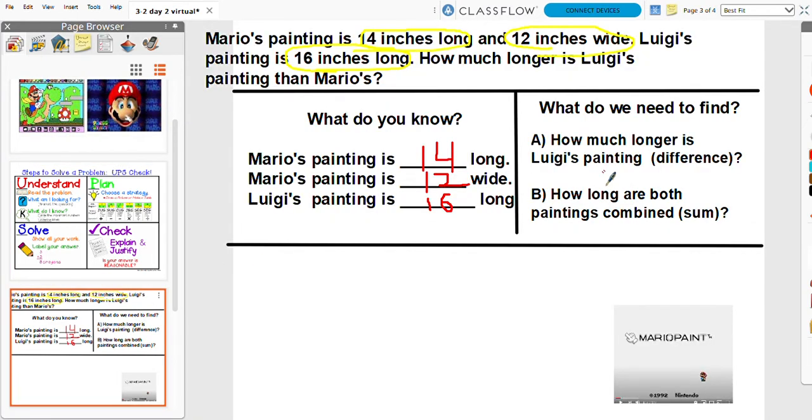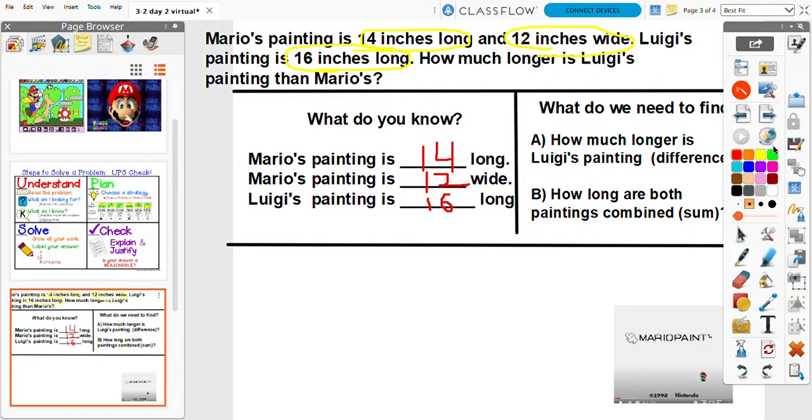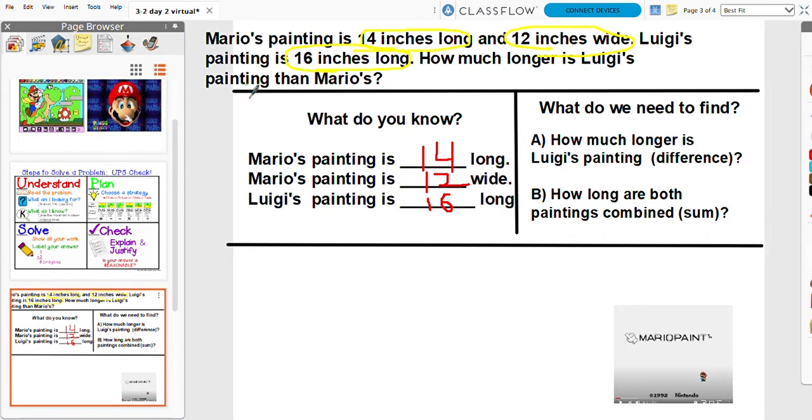That's the question. And remember the hint you have, a question mark. I'm going to underline the question in green for Luigi. How much longer is Luigi's painting than Mario? Okay. That is telling me what we need to do. We need to compare Luigi and Mario's painting.